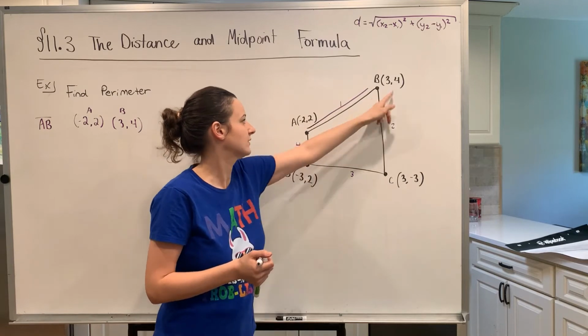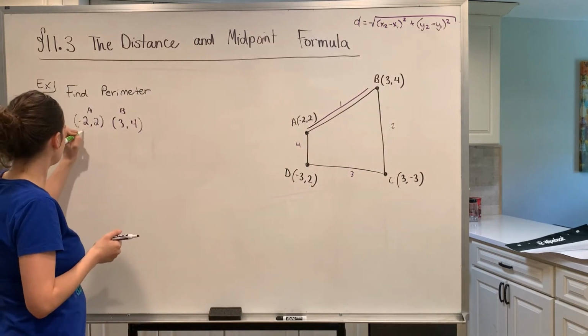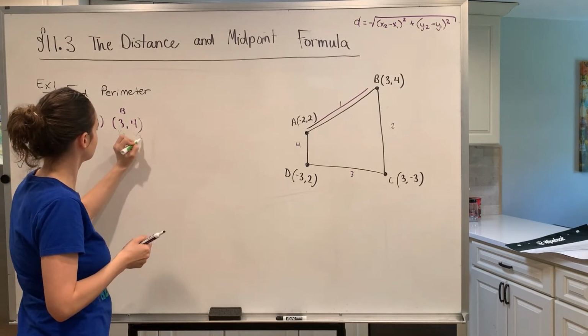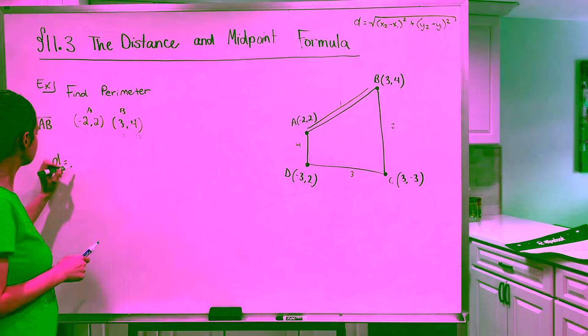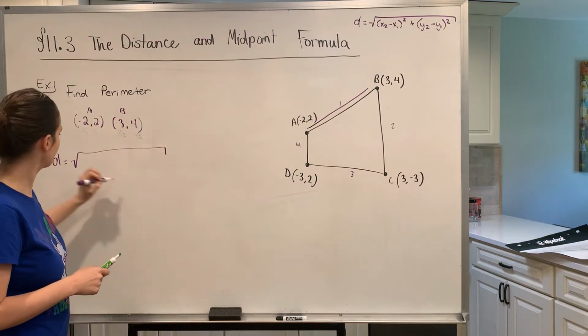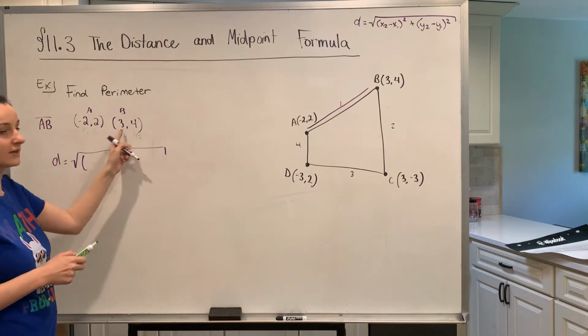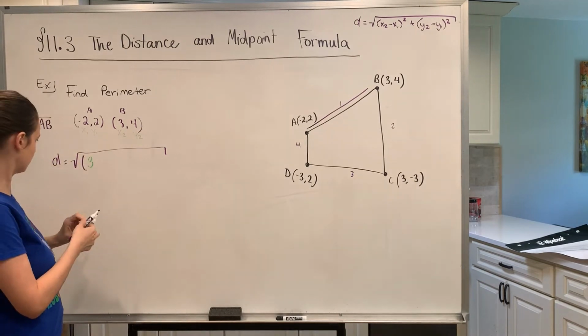3 minus negative 2, and 4 minus 2. So I'm just going to call A, let A be x1, y1, and B be x2, y2. So let's plug these values into our distance formula. So the distance is going to be the square root of x2 squared. So x2 here is 3. Plug in 3.